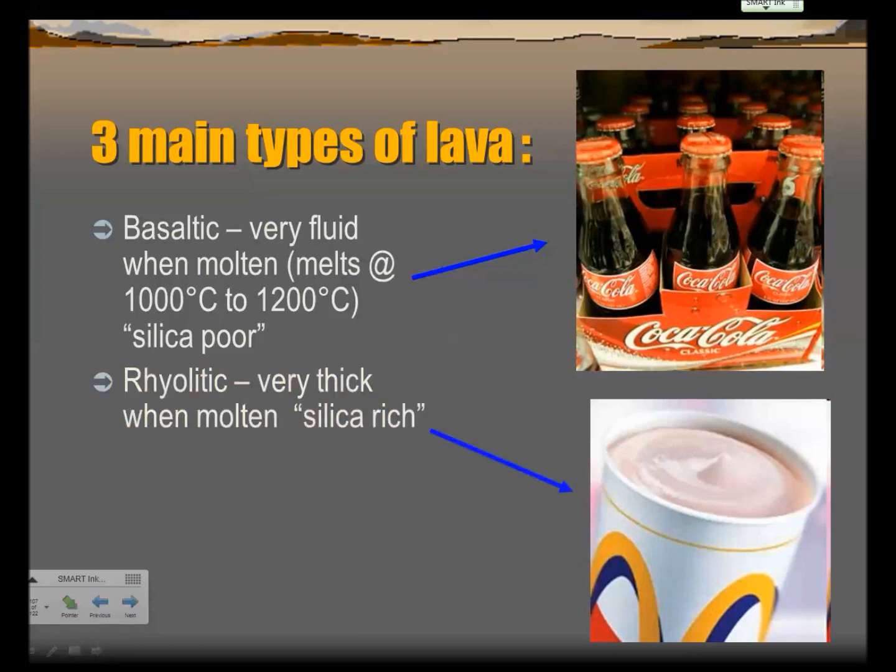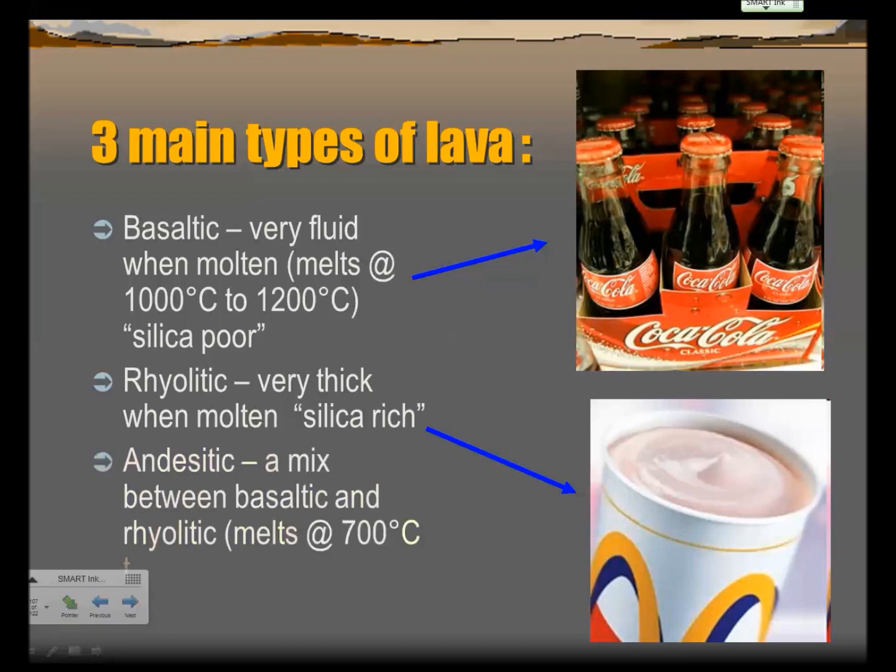Now, rhyolitic lava is much thicker. It's silica rich, which means it's more felsic in composition. It has a lot more ingredients that make it gooey instead of runny. And andesitic is a mix between the two types that I've just mentioned. Sometimes these andesitic lavas are the most dangerous kind, because we'll see they create some pretty big volcanoes with some really dangerous eruptions.